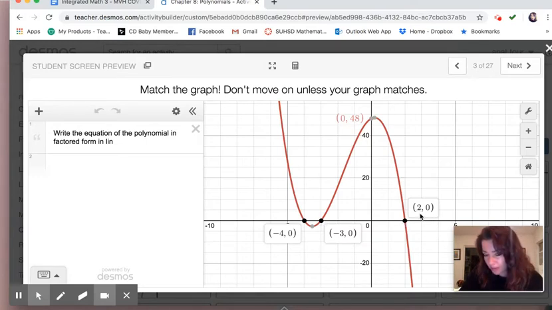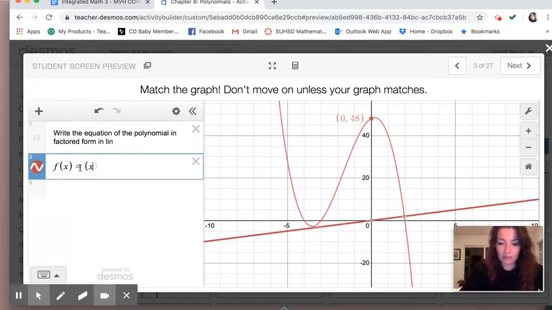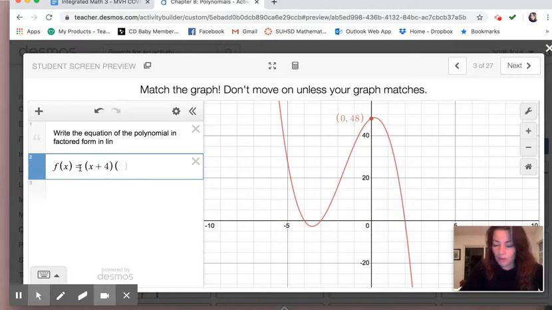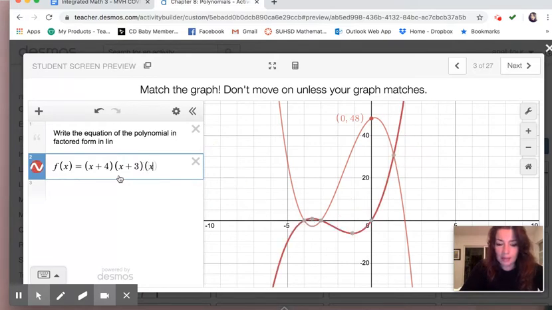Because remember, look here, it says x equals 2. How would we get the 2 to the other side with the x? We would subtract 2, so it would be x minus 2. All right, so let's write that equation in. We would write f of x equals x plus 4 times x plus 3. And then the last one, so here you see we have a parabola because it's just 2 factors, an x squared, degree 2 polynomial. And then our last one is x minus 2.